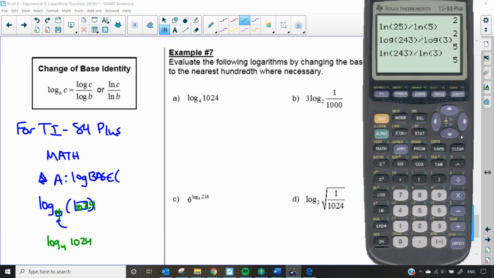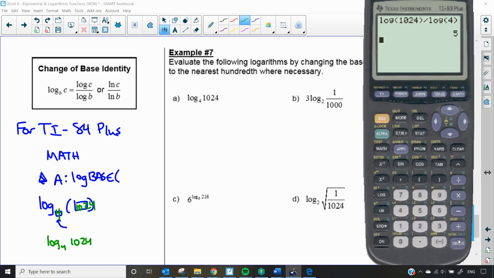All right, so let's evaluate some of these on your calculator. Again, I have an older calculator for demo purposes here, so I'll be entering it in using this method. The newer calculators, go ahead and try it using the math feature. All right, so if I want to figure out log base 4 of 1024, I'm going to go log of 1024 divided by log of 4. And that's going to give me 5.